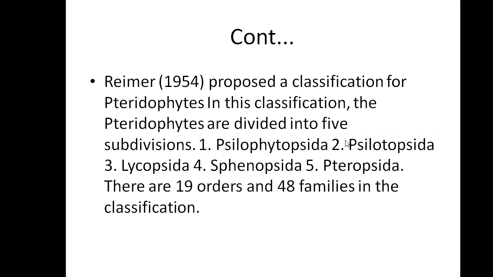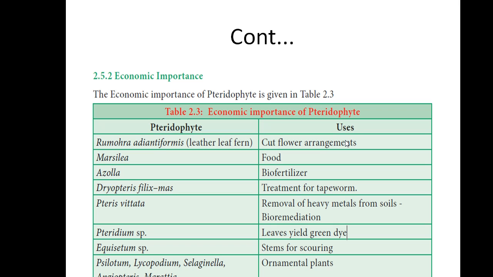Okay, and Rimmer is a scientist. He said that, as you have seen the 3 types of subclasses in the bryophytes, likewise there are 5 types of subclasses in the pteridophytes. They are Psilopsida, Lycopsida, Sphenopsida, Pteropsida and so on. There are 19 orders and 48 families under these subclasses. So once again I'll repeat the five subclasses. Okay, so this is about the types of the pteridophytes.